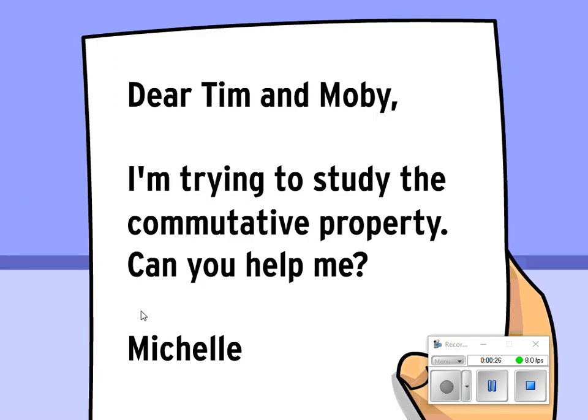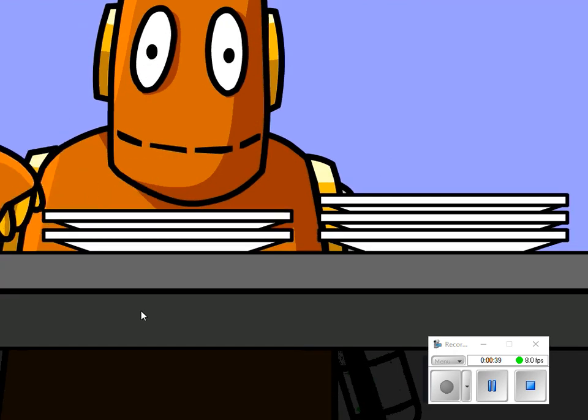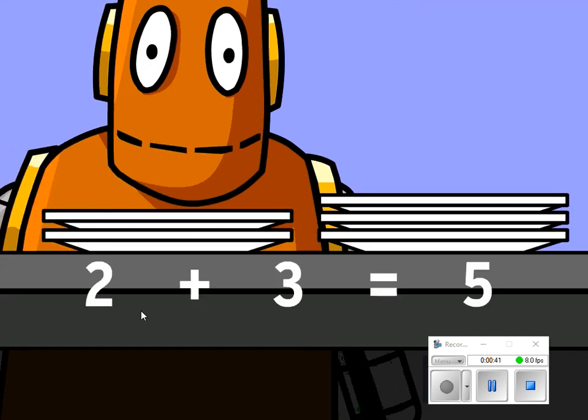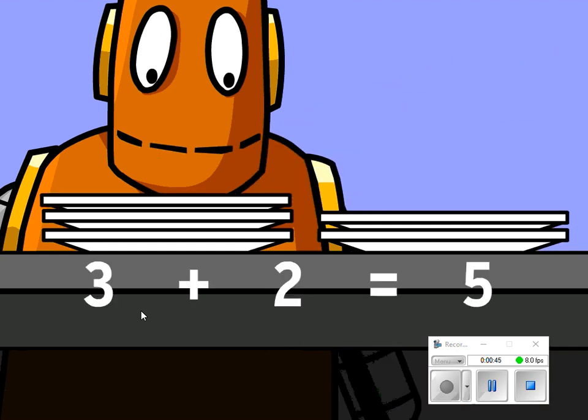Dear Tim and Moby, I'm trying to study the commutative property. Can you help me? Sure, the commutative property is a rule about how we can add and multiply things together. For example, 2 plates plus 3 plates equals 5 plates. Now we've got 3 plates plus 2 plates, and that also equals 5.